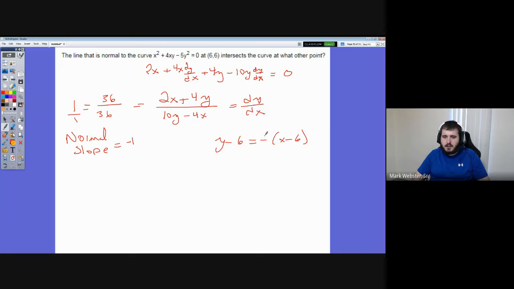Oh, that's nice. So this is going to be y equals, I'm going to write this in slope-intercept form because it's going to make my life easier. -x plus 12. And all you have to do is plug it into the original equation for y. So we got x squared plus 4x times (-x plus 12) minus 5 times (-x plus 12) squared. And then, do your thing here.